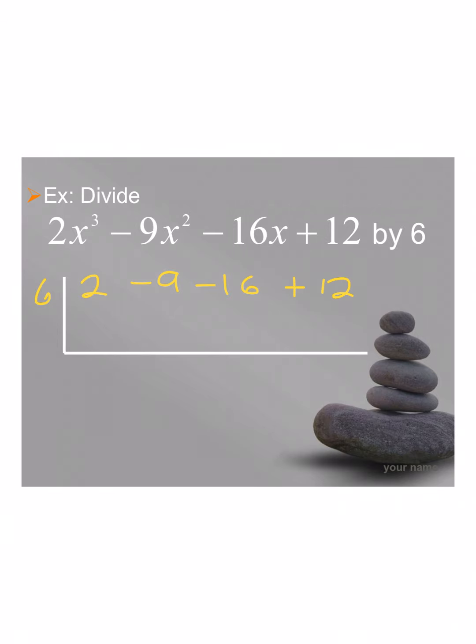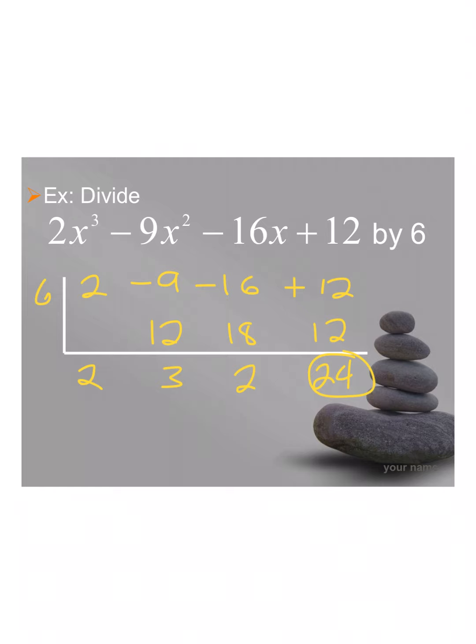All right, our pattern is to add down and then multiply. So I'm going to add the 2 down. Multiply 2 times 6 to get 12. If I add down, I get a positive 3. 3 times 6 is 18. If I add down one more time, I get a positive 2. And then 2 times 6 is 12. And finally, 12 plus 12 is 24. So my remainder then is going to be 24.